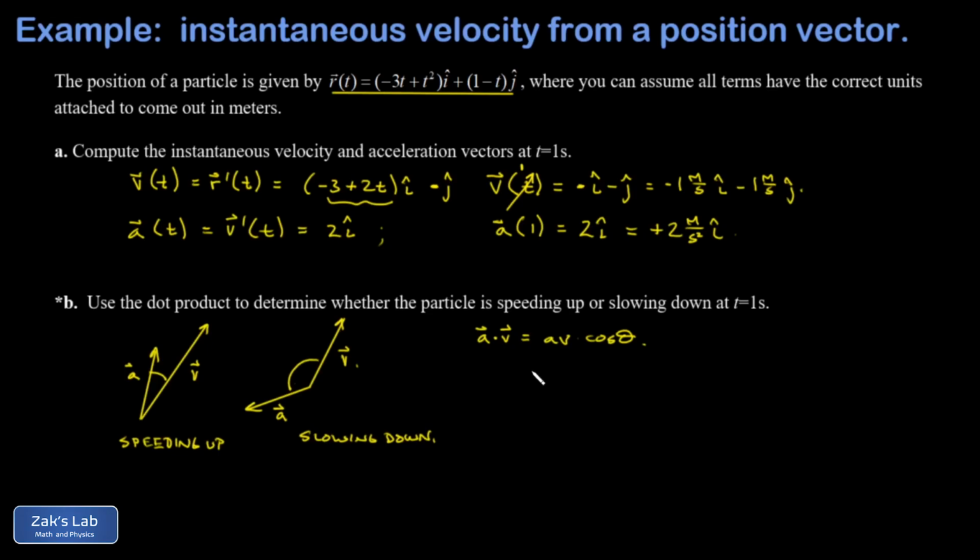So we just compute the dot product, and then we look for the sign of the result, plugging the vector components in to get the dot product here. a dot v is going to be 2 times negative 1, plus, well, the j hat component of a is 0, so that's 0 times negative 1. And I get a negative 2 for this. And then I realize that a negative dot product means the cosine piece is negative, and that means the angle is bigger than 90 degrees, and that means this object is slowing down.